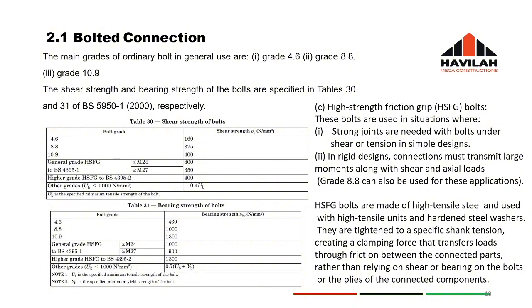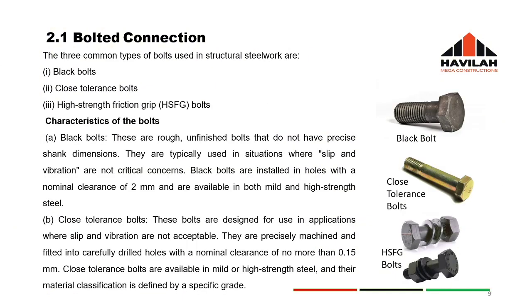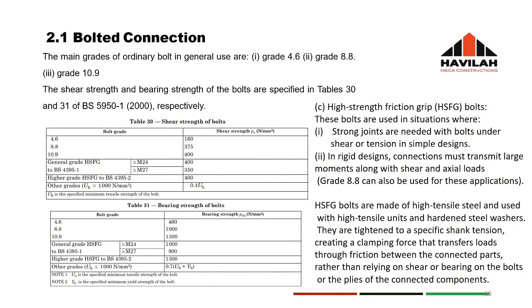The steel washers are the things you're seeing that look circular and flat in between the two ends. All right, so those are the washers. They are tightened to a specific shank tension, creating a clamping force that transfers load through friction between the connected parts rather than relying on shear or bearing on the bolts or the plies of the connected components. All right, so I have two tables here on my screen.